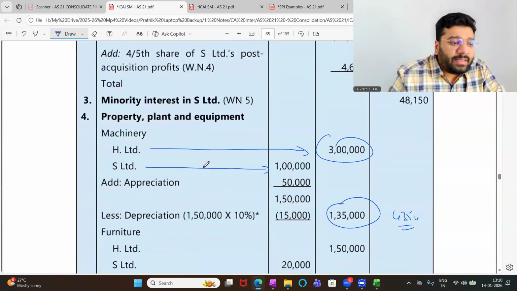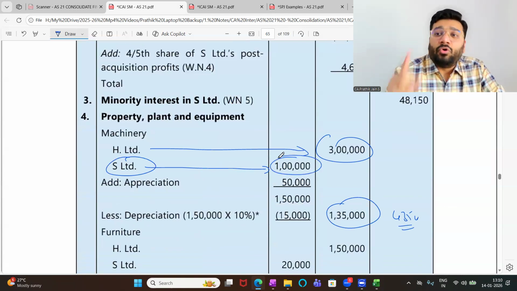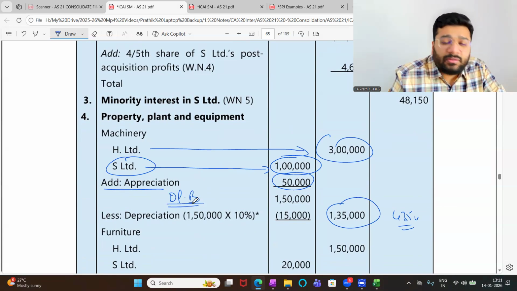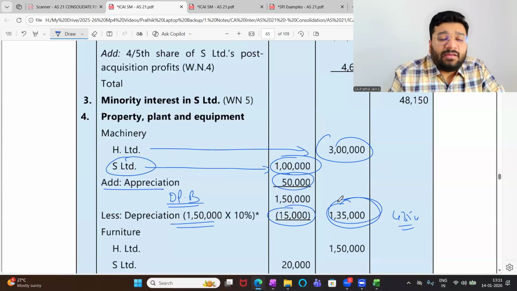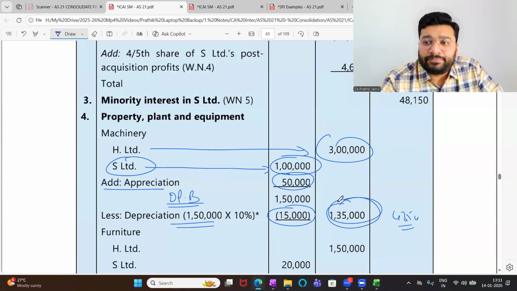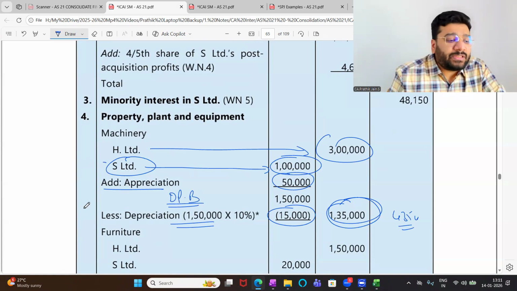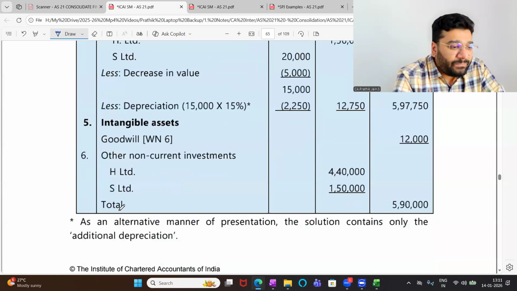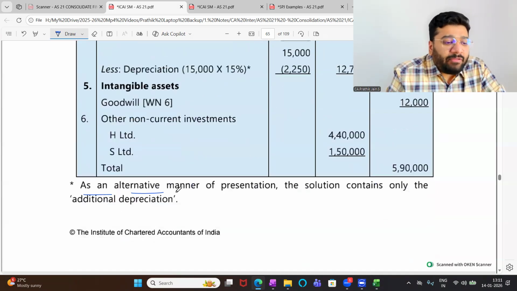So how they are doing is, S Limited 1 lakh is the opening balance. Current year appreciation 50,000. So what is my total cost of the asset at the beginning of the year? Opening balance after appreciation is 150. Throughout the year, what is the depreciation? 15,000. So what is the value of the asset after that? 1,35,000. Okay, not okay. My humble request is please follow this format. This is what ICA has done in majority of the questions. As an alternative manner of presentation, the solution contains only additional depreciation.